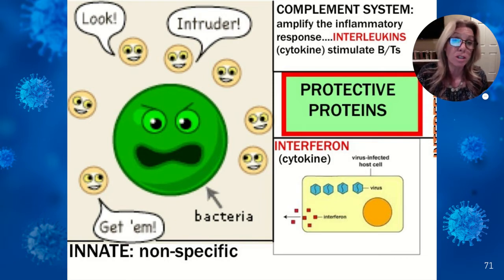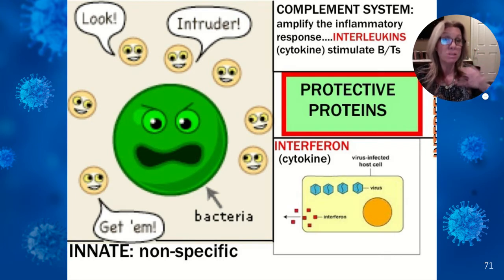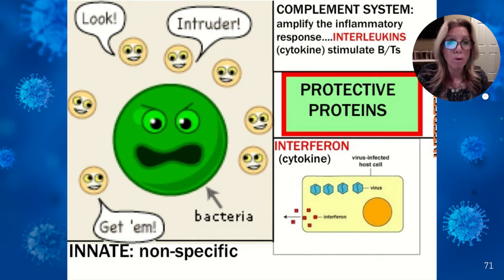Monocytes are what develop into macrophages. Remember how they pull the alarm and say, hey, we got a problem here, right? And this can stimulate white blood cell formation.